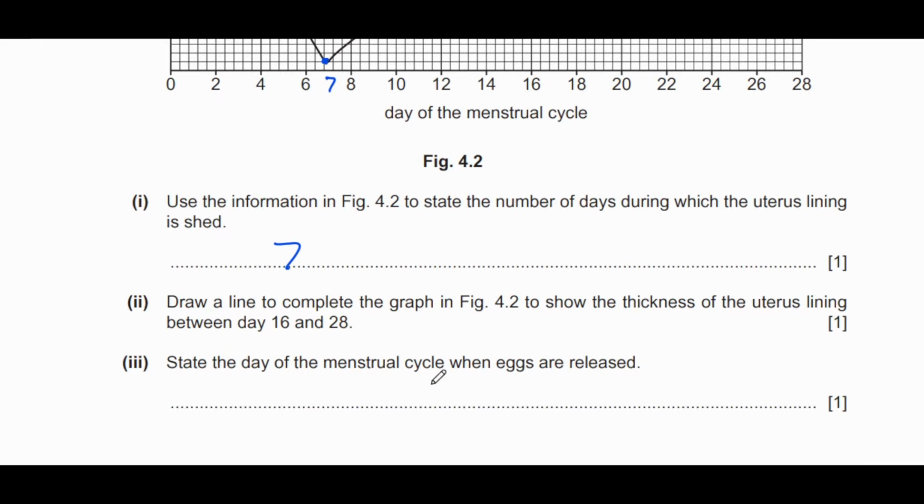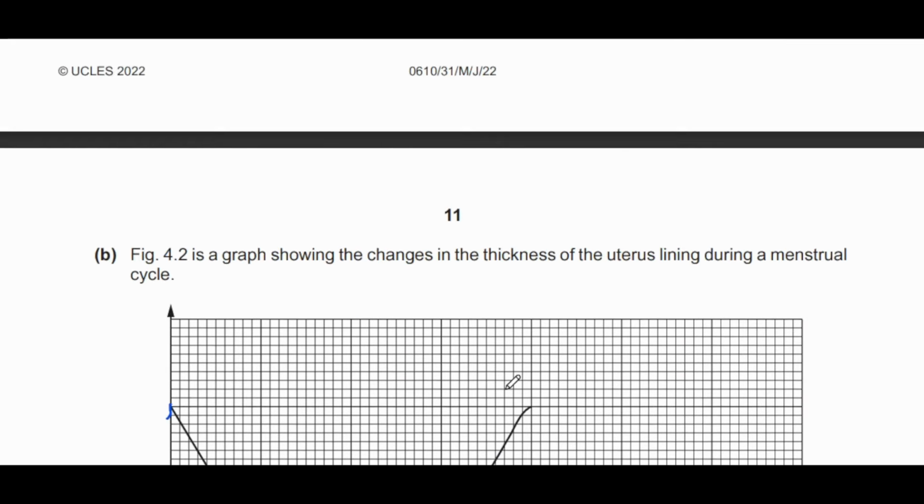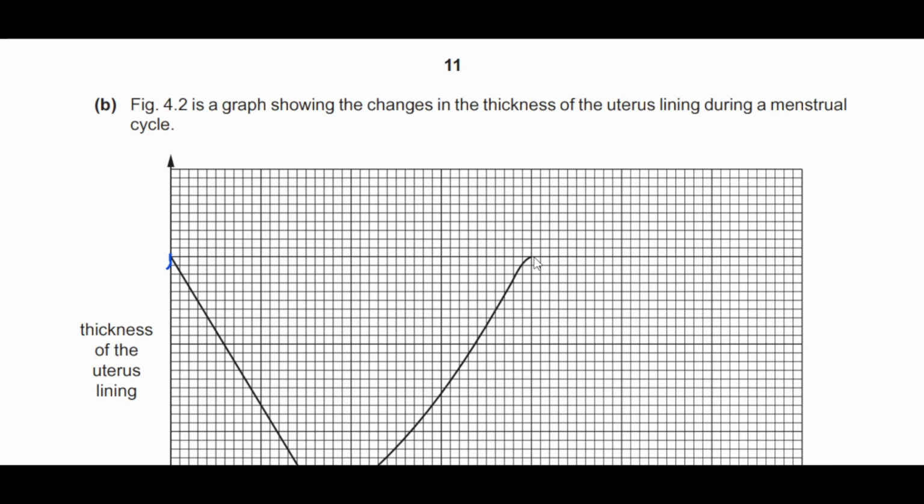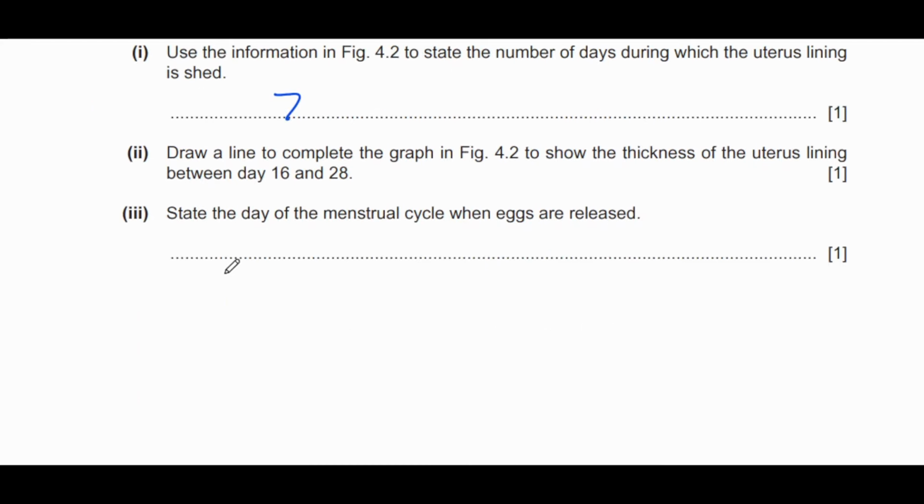Draw a line to complete the graph in Fig 4.2 to show the thickness of the uterus lining between day 16 and day 28. So during this time, the lining will be maintained by progesterone. Okay, progesterone maintains the uterus lining, so therefore between these days it would be a straight horizontal line. Okay, you use a ruler, you just draw a straight line. Okay, so it plateaus.